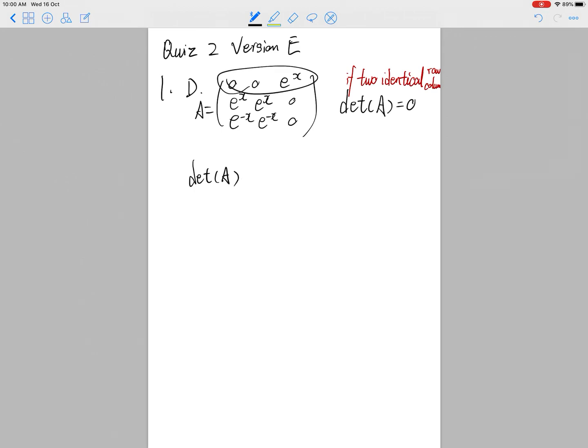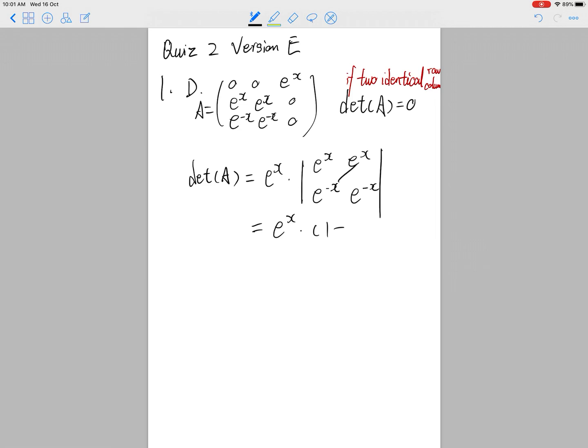Let's choose this row. So the determinant is 0 times this determinant plus 0 times this determinant, which are all zeros, right? And finally, plus e^x times this thing's determinant. This determinant is this times this minus this times this. So this times this is 1 minus this times this is 1. So it's 0. Determinant is 0 if and only if the matrix is singular.